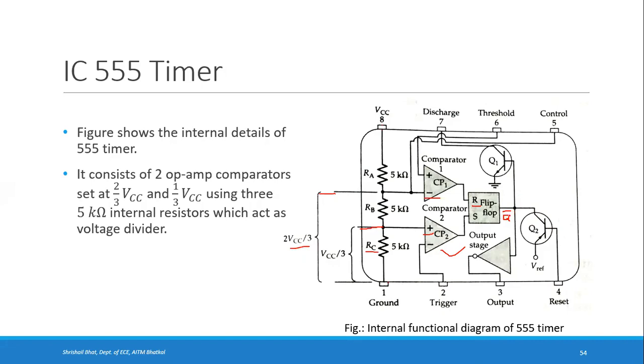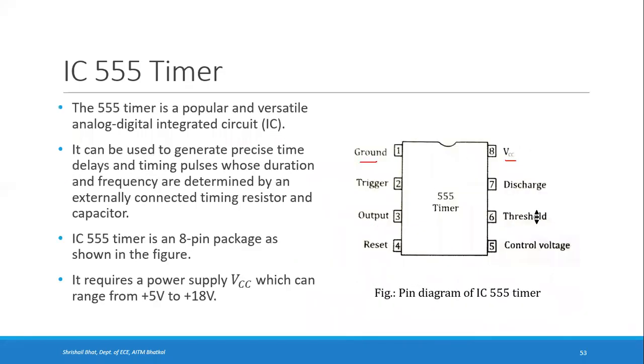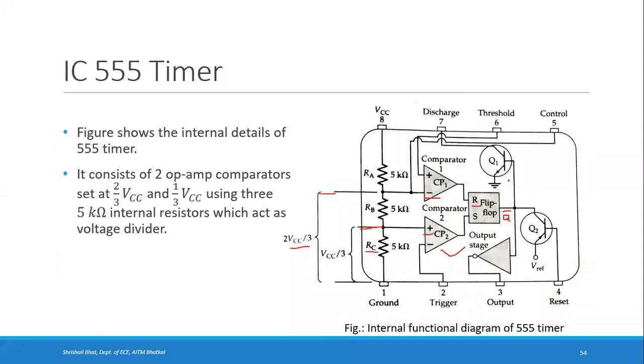The Q bar is connected to the base of Q1, and it is connected to the collector of Q2. The transistor has three terminals: base, collector, and emitter. This terminal is called the base. Wherever you find the arrow mark, that is the emitter, and the other terminal is the collector. So based on that, we will see how it is connected. This is the internal functional diagram of a 555 timer.